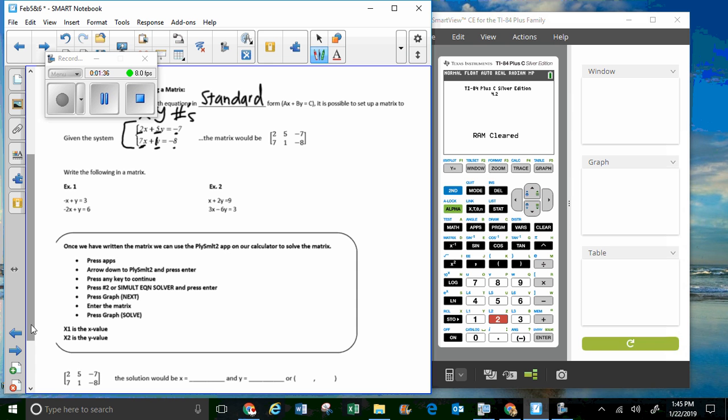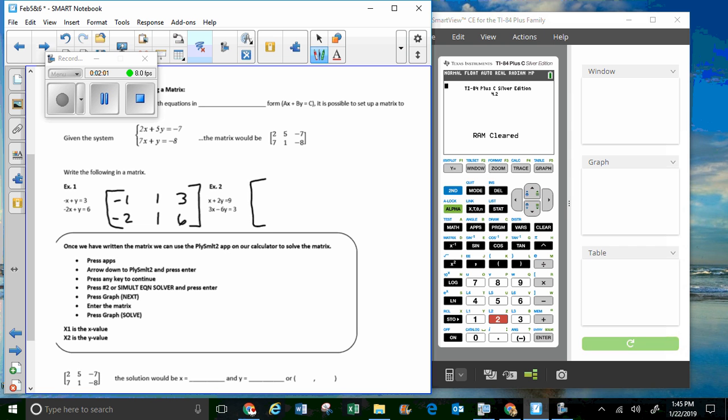So if you look here, I've got negative 1x plus y equals 3, and then negative 2x plus 1y equals 6. So the matrix would be negative 1, 1, 3, negative 2, 1, 6. And the next one would be 1, 2, 9, 3, negative 6, 3. So it's important to keep those signs with it. So like the negative in front of the 6 makes it negative 6. And then if you don't see a coefficient, then you assume there's a 1 there.